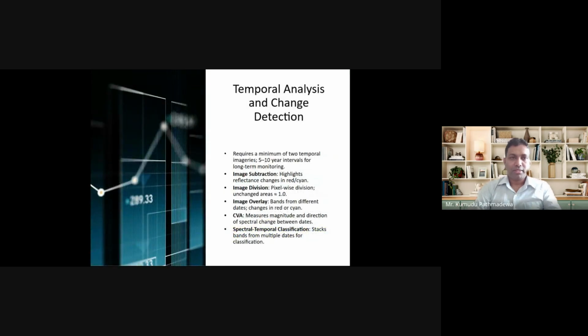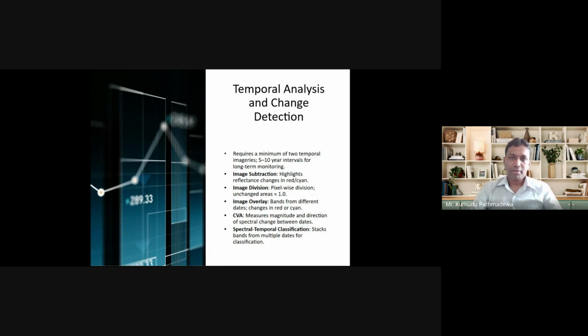When we talk about temporal analysis, change detection involves comparing satellite images from different years. So methods like image subtraction, image division, and color composite overlay help highlight areas of change. Techniques such as change vector analysis, CVA, can measure both the magnitude and direction of spectral changes over time.